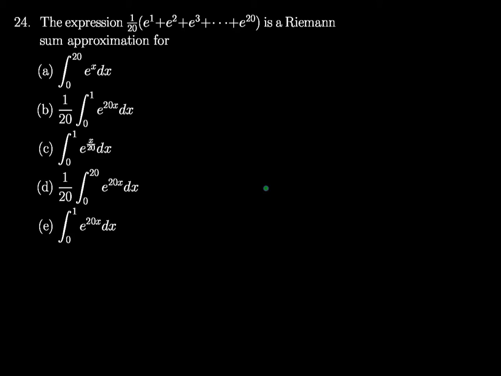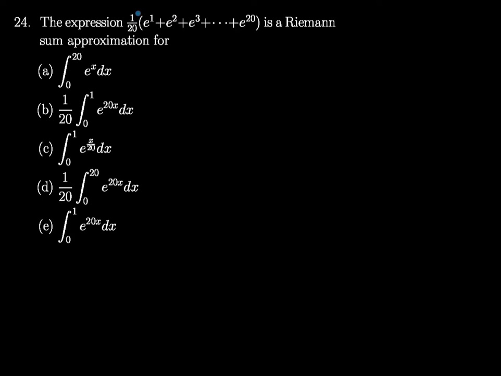Alright, problem 24. The expression 1 over 20 times the quantity e to the first plus e to the second plus e to the third, and so forth, up to e to the 20th, is a Riemann sum approximation for one of the following. This is backwards from what we usually do, where we have an integral and break it down to the Riemann sum approximation. So it's going to be a little harder to see exactly what happens, but let's break this down a little bit and see a few things.